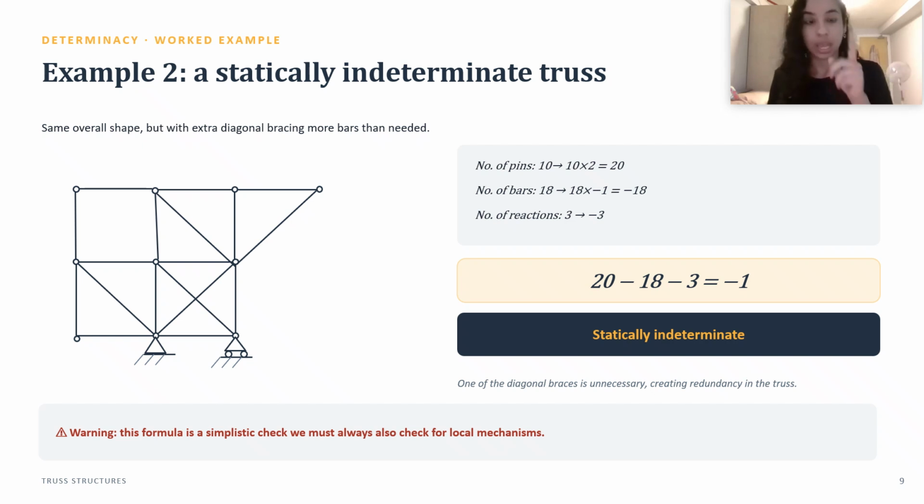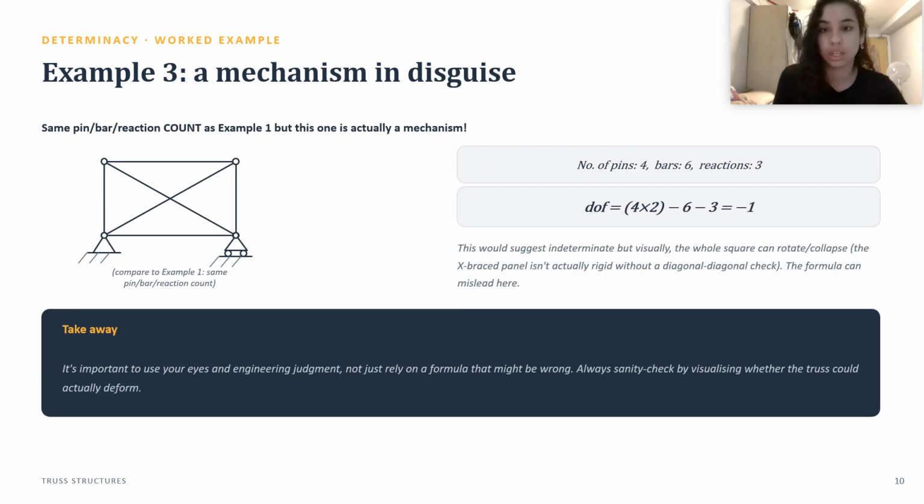Sometimes though, if you get less than 0, it doesn't mean it's statically indeterminate. We're going to see on the next slide. You have to sometimes give a sanity check. Look at the structure more. So example 3, we are supposed to have this example as a mechanism, but let's find out how many degrees of freedom we have left. Remember, for mechanism, the degrees of freedom should be higher than 0 to be classified as a mechanism.